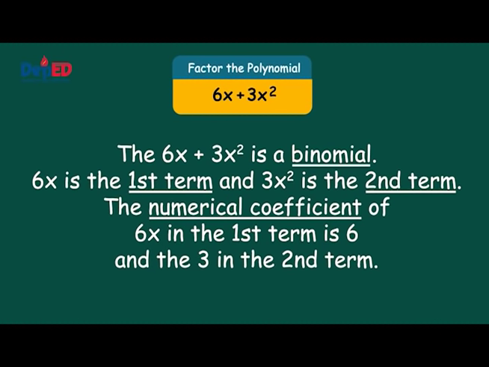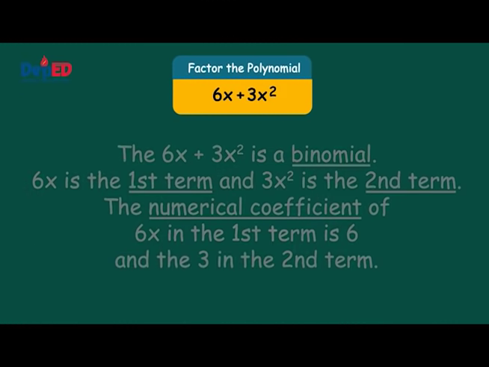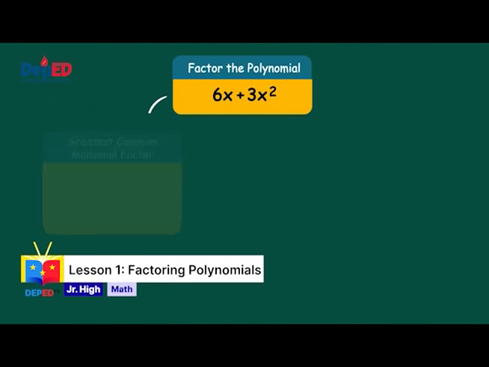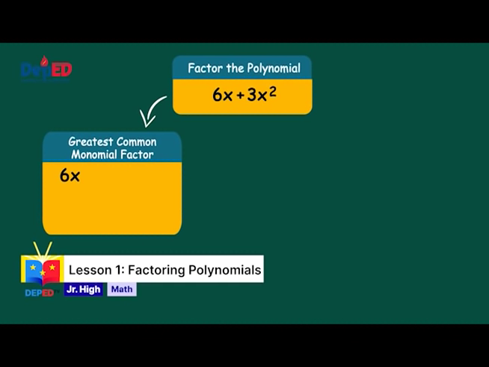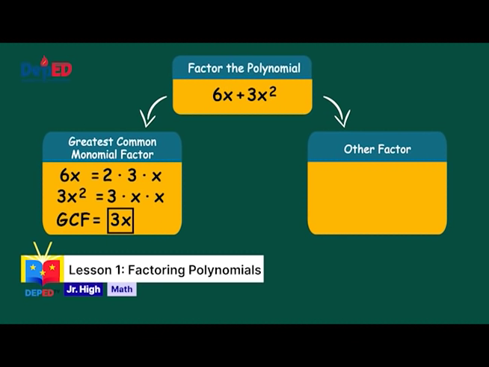6x is the first term, and 3x squared is the second term. The numerical coefficient of 6x in the first term is 6, and 3 in the second term. Observe the literal coefficients. The simplest way to identify their greatest common factor is to get the common variables with the least exponent. By prime factorization, we will get a greatest common factor 3x. To factor 6x plus 3x squared, simply divide each term of the given polynomial by the common factor.